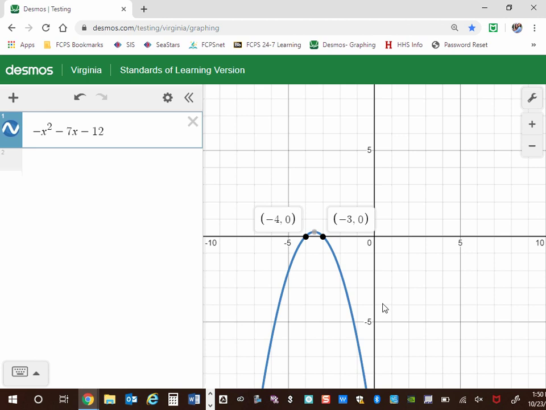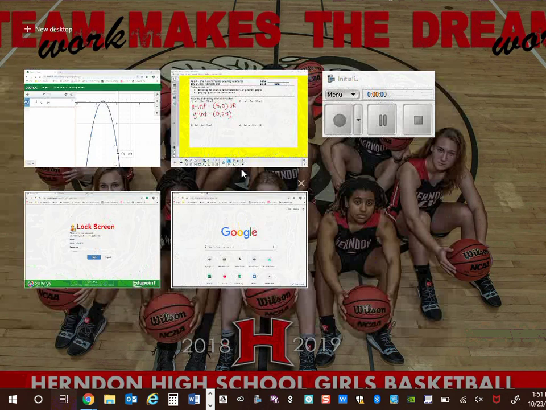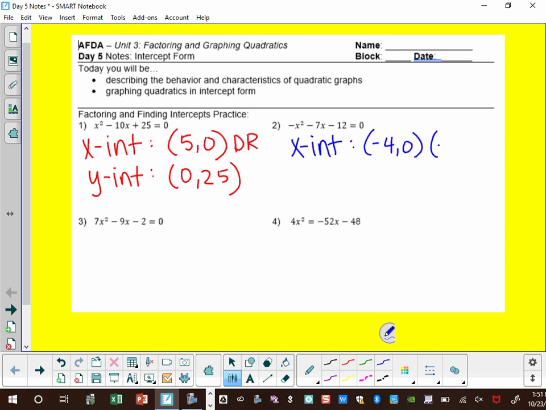Michelle, what do we get for our y-intercept? Where am I crossing the y-axis? What's that point? 0, negative 12. Good. 0, negative 12. All right, so I'm going to write that down. Okay, remind me again, it was our x-intercept for what? Michelle, what was my y-intercept? 0, negative 12.